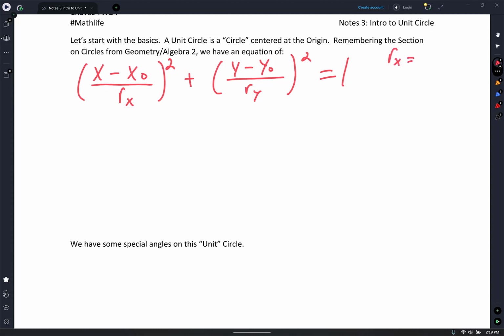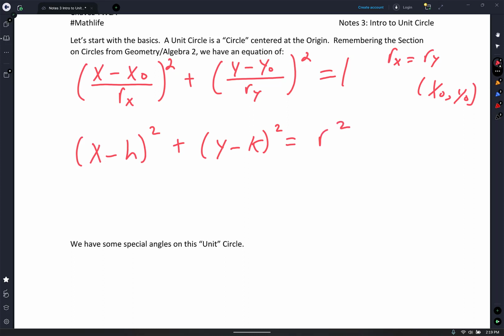If rx equals ry, you have a circle. Maybe you saw it this way. x naught and y naught is the center. But maybe you saw it with h and k, like this: (x minus h) squared plus (y minus k) squared equals r squared. It's the same, well, kind of the same. Assuming it's a circle, I have no choice, that has to be r squared. But it's pretty much the same.